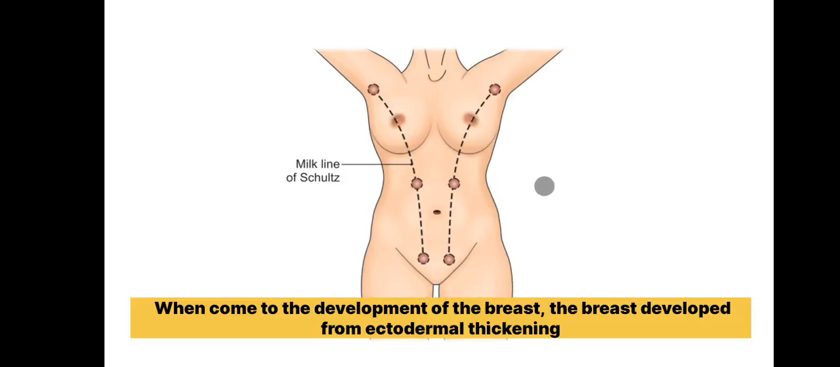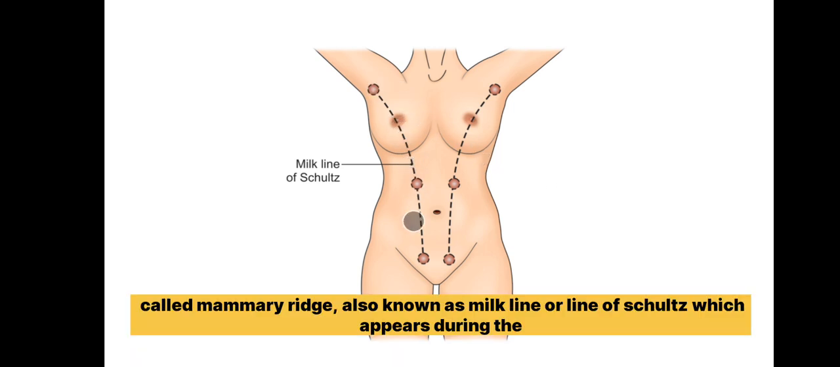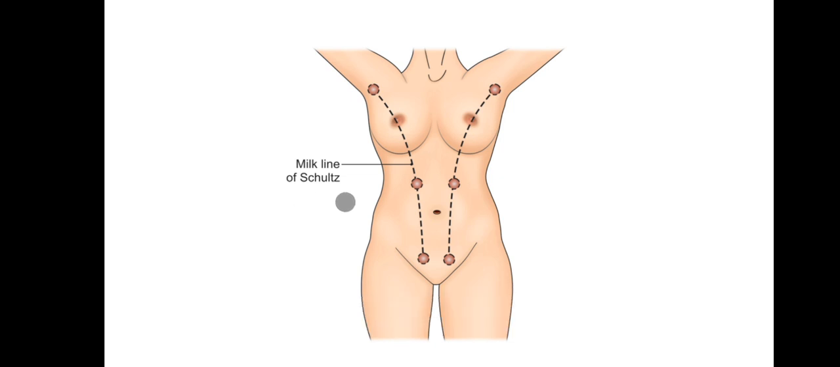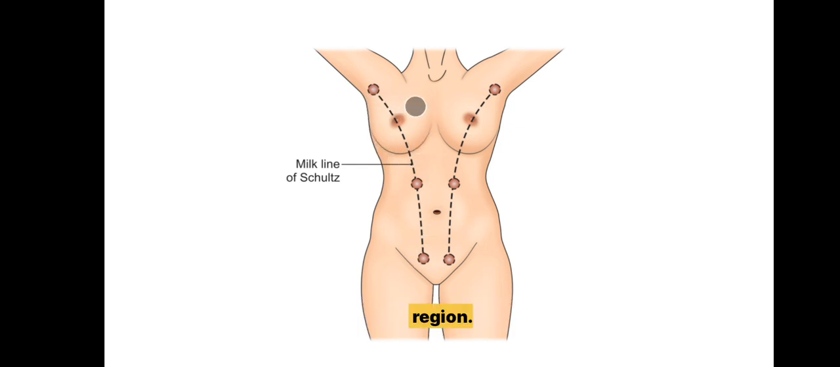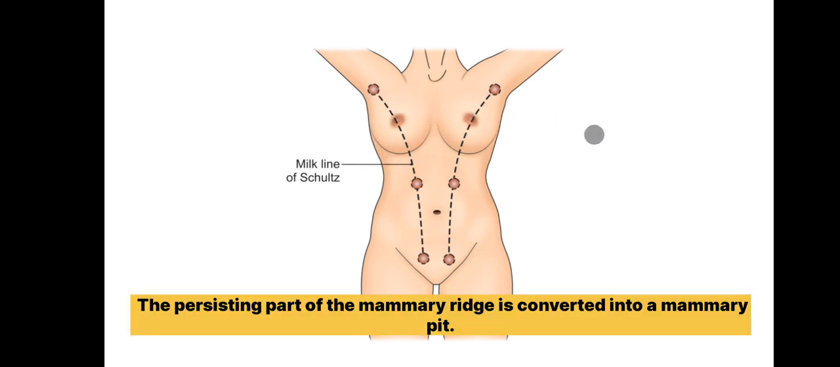When it comes to the development, the breast develops from an ectodermal thickening called the mammary ridge, also known as the milk line or line of Schultze, which appears during the 4th week of intrauterine life. It extends from the axilla to the groin, but most of it disappears except at the pectoral region. The persisting part of the mammary ridge is converted into a mammary pit.